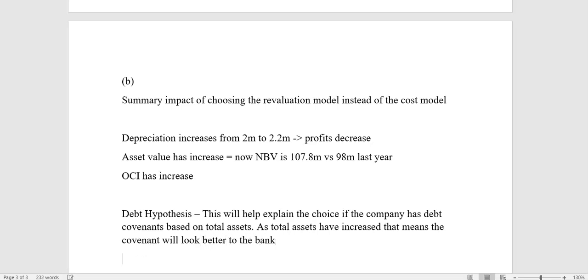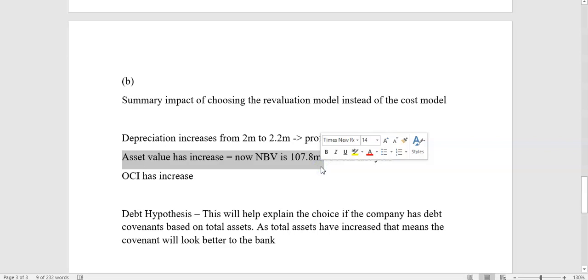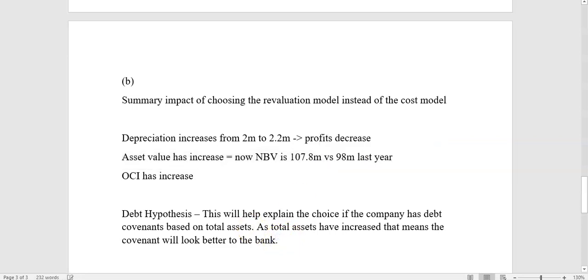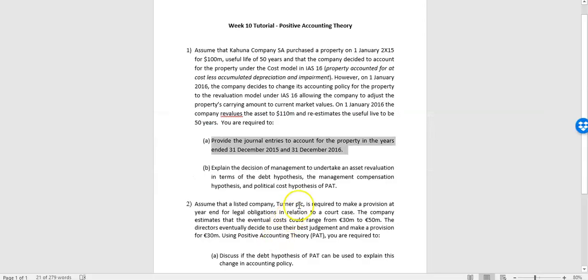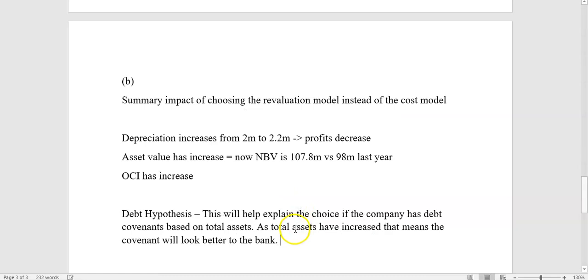So what we mean by that is if you have a covenant, for example, having a certain total assets figure or having a certain gearing ratio, well, if you increase your equity because you're increasing the asset values, that's going to reduce your gearing ratio. So it's going to make you look better to the bank. So it will help explain it if that was the situation. We don't know, but we're trying to say, would it help explain? It would help explain there.